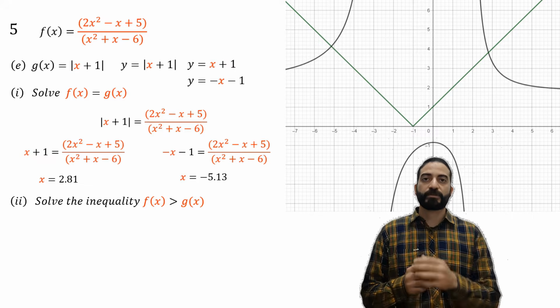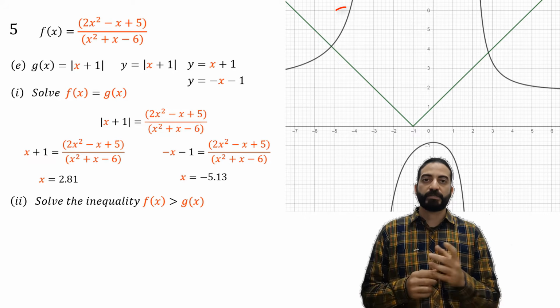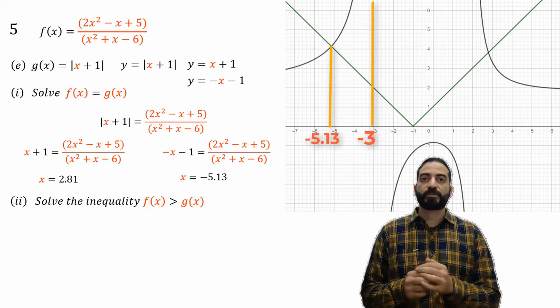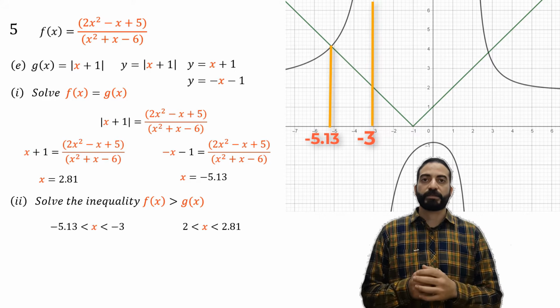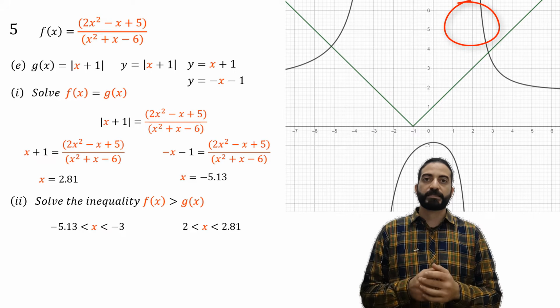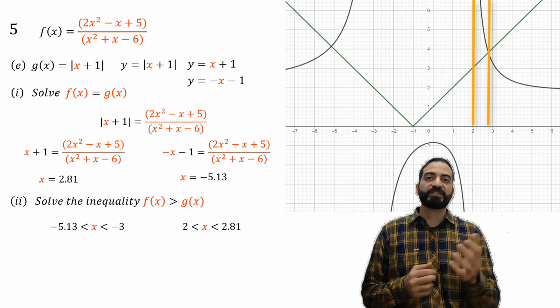We now move to here, solve the inequality f(x) larger than g(x). We must search for x in such a way that f(x) is larger than g(x). As we see here, f(x) is above g(x), so x here is between minus 5.13 and minus 3. Also here f(x) is above g(x), so x is between 2 and 2.81.